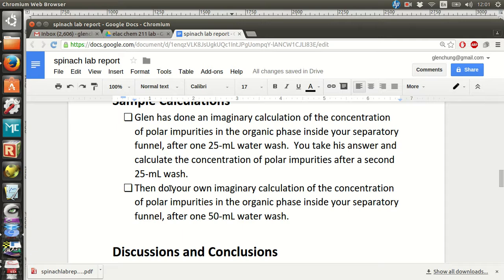So I've got the organic phase, and then you add 25 milliliters of water. We wash that out, and I show in the imaginary calculation how much of the impurities are still left in the organic phase. How much of those polar things are still left there, even after the water wash. Okay, so I want you to take my answer.